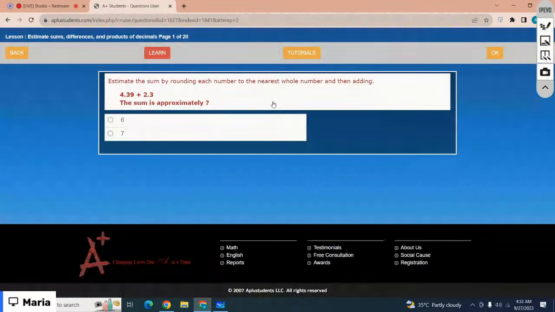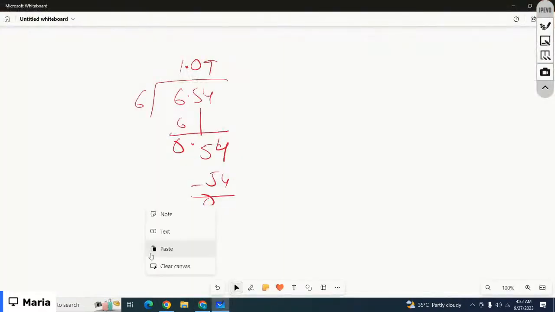Okay, 4.39 plus 2.3. That is same as we do rounding, right? Okay, here right after decimal you have 3. 3 is less than 5, right?